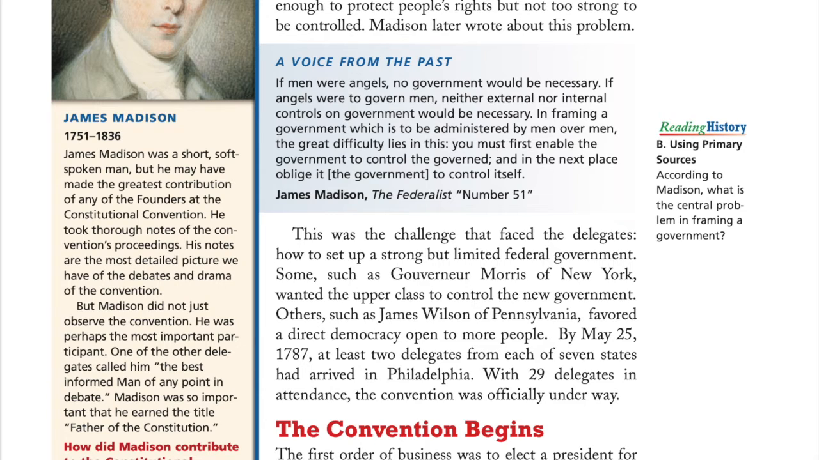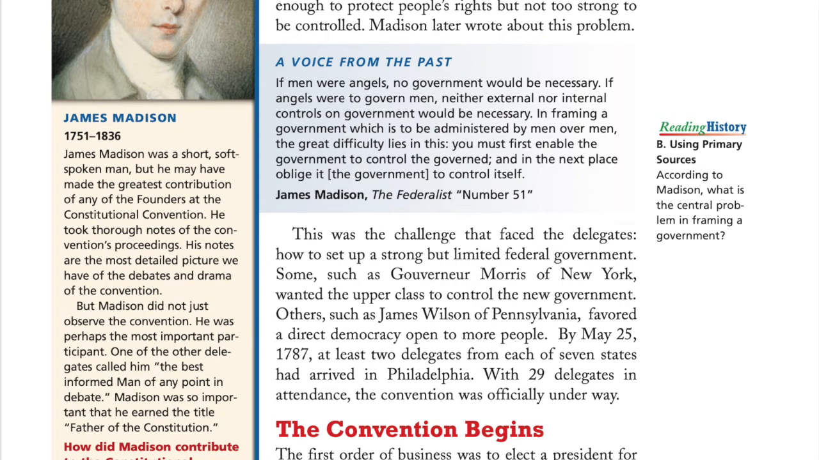51. This was the challenge that faced the delegates: how to set up a strong but limited federal government. Some, such as Gouverneur Morris of New York, wanted the upper class to control the government. Others, such as James Wilson of Pennsylvania, favored a direct democracy open to more people. By May 25, 1787, at least 2 delegates from each of 7 states had arrived in Philadelphia. With 29 delegates in attendance, the convention was officially underway.